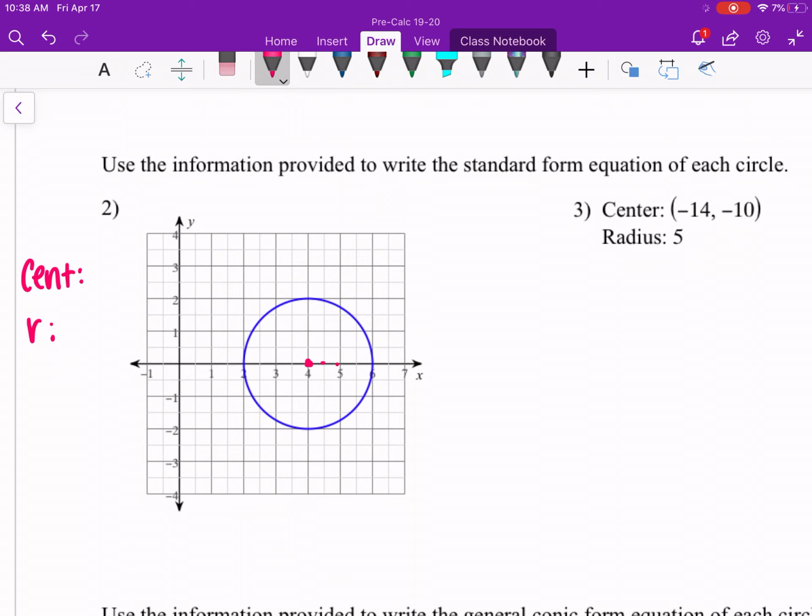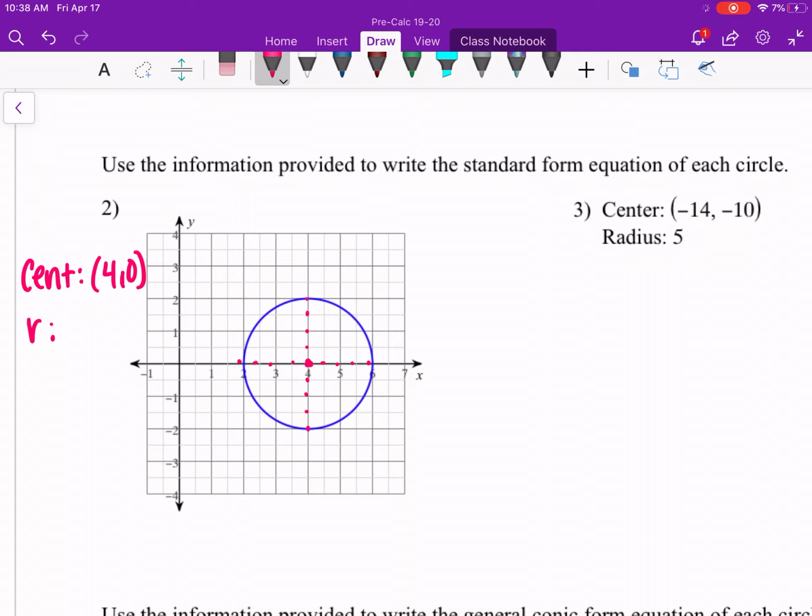So 1, 2, 3, 4, 1, 2, 3, 4. Yep, looks good. 1, 2, 3, 4. And 1, 2, 3, 4. So that's how you can confirm that you have the center if you're worried that your brain is just a little off and you couldn't find that middle dot easily enough. But in doing so, we found our center. It looks like the center is at (4, 0).